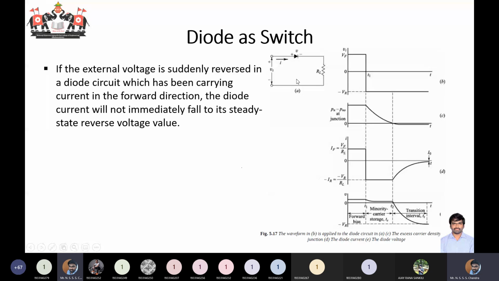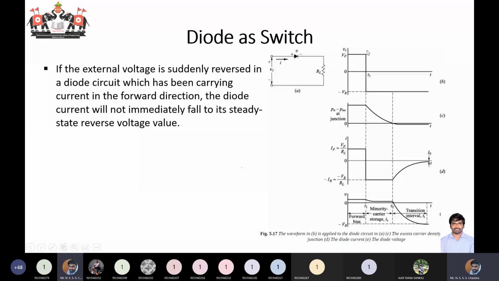Here in the figure, you can see the circuit. When using a diode as a switch, we give a supply at one end and take the load at the other end. The current flows through the circuit through a diode which is initially in forward bias. If you see the waveforms, initially Vi is equal to Vf, so it's a positive voltage. And then at time t1, we suddenly reverse the magnitude of the voltage.